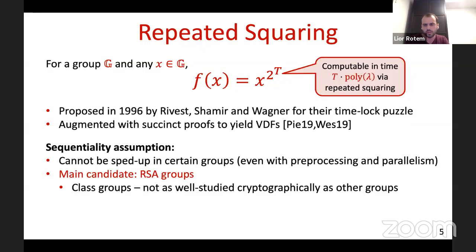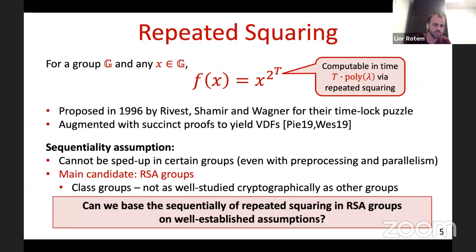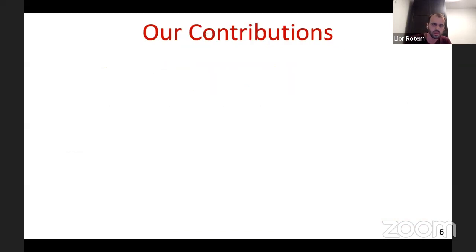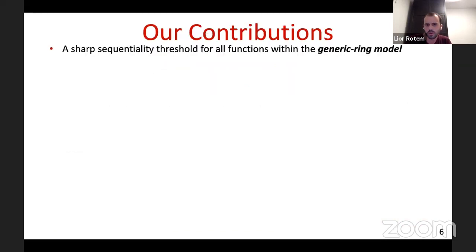Prior to our work, this assumption was exactly this, an assumption. And the repeated squaring function did not enjoy a similar formal proof of security, not even in an idealized model, as the iterated hashing function. So this raises the natural question of, can we base the sequentiality of repeated squaring in RSA groups on better established assumptions, such as factoring or the RSA assumption? So in this light, our contributions are the following.